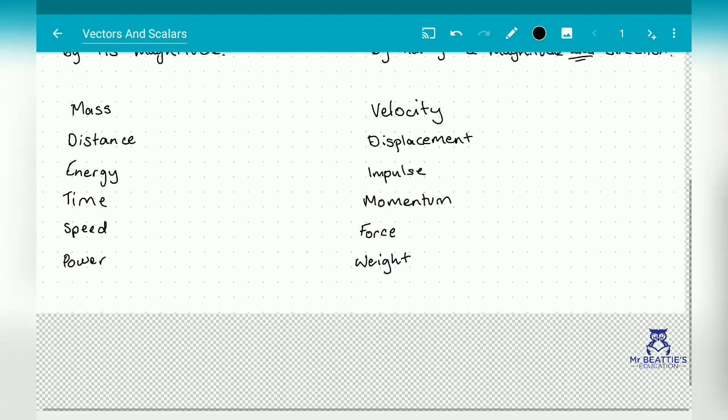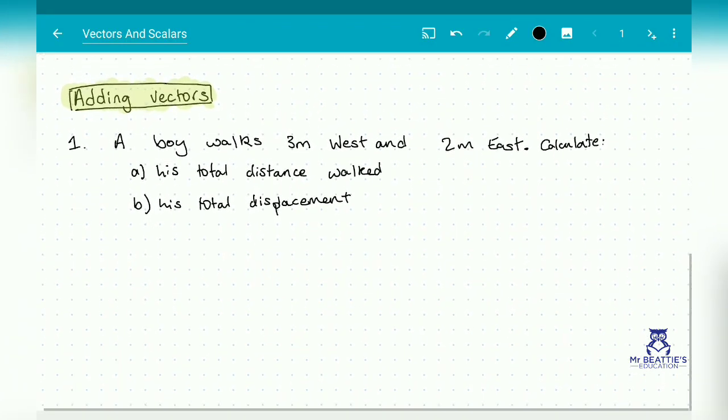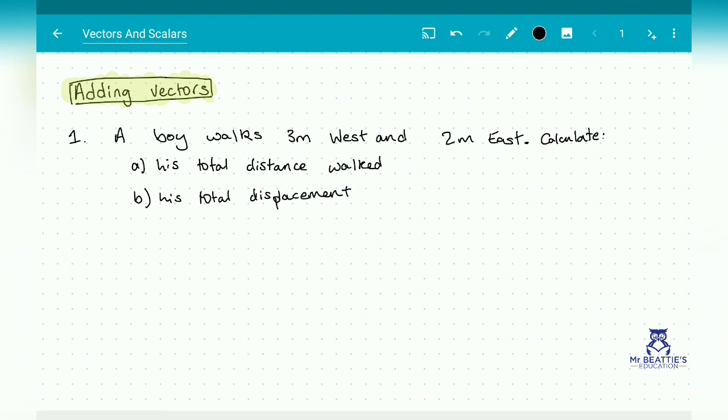So we're going to have a look at adding some vectors. Now it's really important to consider the difference between distance and displacement. We said before that distance was a scalar, so it didn't have a direction added to it, but displacement was a vector, so it has direction. So we have a scalar and a vector.